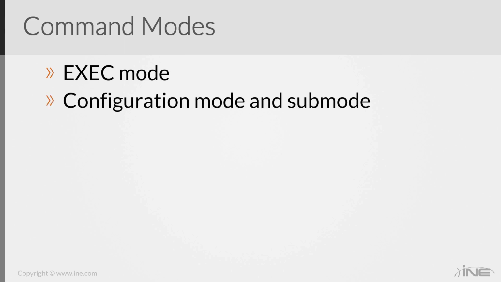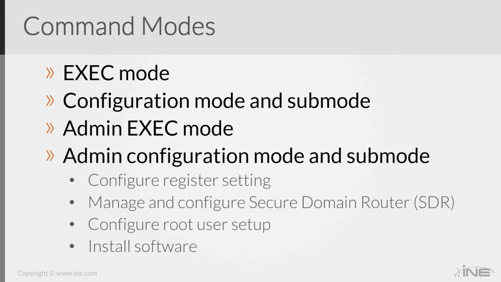The command modes are pretty straightforward as well. You have exec mode, you have configuration mode, and sub mode. And then you have the admin exec mode, and you have the admin configuration mode and sub mode. So what does this mean? You have exec mode, which is going to be similar to privilege mode 15 inside of regular IOS. So it's got the host name with the pound sitting at the very end of the host name, and that's what you use all your show commands for.